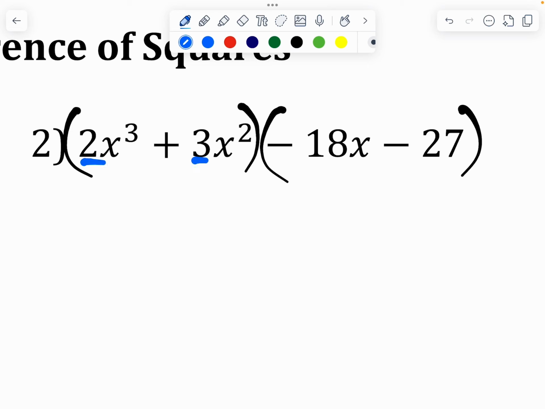So I have a 2 and a 3. I can't take anything out of there. X to the third and x squared, I can take an x squared out. Then I'm going to write what's left. I have a 2x plus 3.